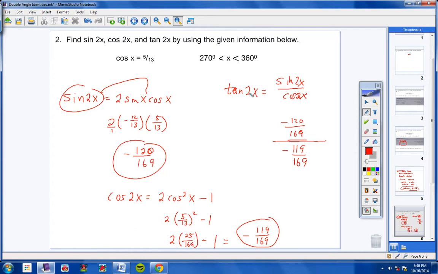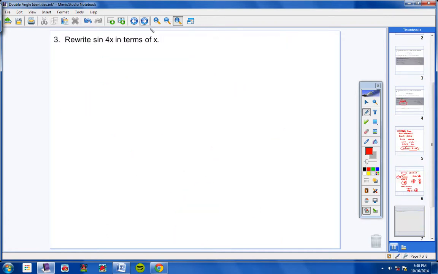And because tangent of 2x is sine of 2x over cosine of 2x, now just take your bottom fraction, flip it and multiply it times the top, and you will get positive, because the negative divided by negative is positive, you will get 120 over 119. So there, we did it. We took just this information and this quadrant information, and we found the sine, cosine, and tangent of 2x by using our trig identities. Okay, moving on to number 3.